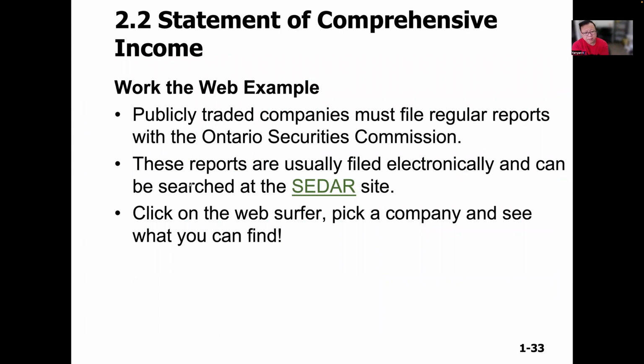So basically, you can look for some resources if you are interested in reading this type of information. Publicly traded companies must file regular reports with the Ontario Securities Commission. This is a mandatory requirement. These reports are usually filed electronically and can be searched on the SEDAR site. So if you go to the SEDAR site, you may be able to find these reports.